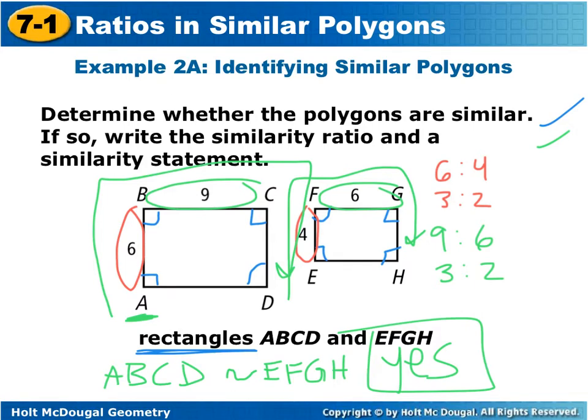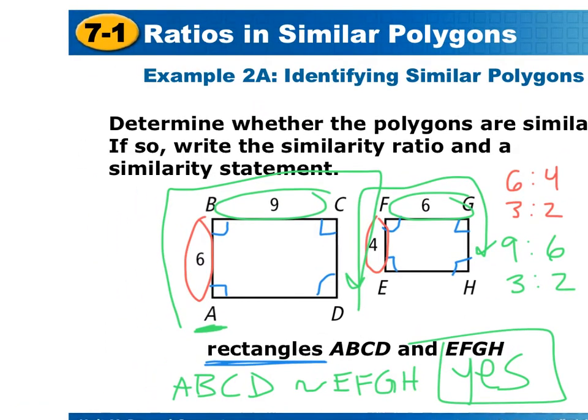Okay, so I set up the smaller side is going to be similar to the smaller side. So I set up the ratio from 6 to 4. The long side of the big rectangle is going to be similar to the long side of the small rectangle. So this will have the ratio of 9 to 6. Now we can simplify 6 to 4 because 2 goes into both of them, so it simplifies to 3 to 2.